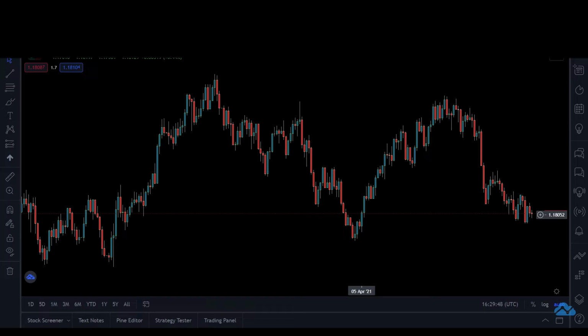So in the last video we learned about support and resistance and how that can benefit you in your trading. In today's video we're going to learn about a very important tool in trading called the Fibonacci Retracement tool and how it can benefit you tremendously in your trading. So with that being said, let's get started.